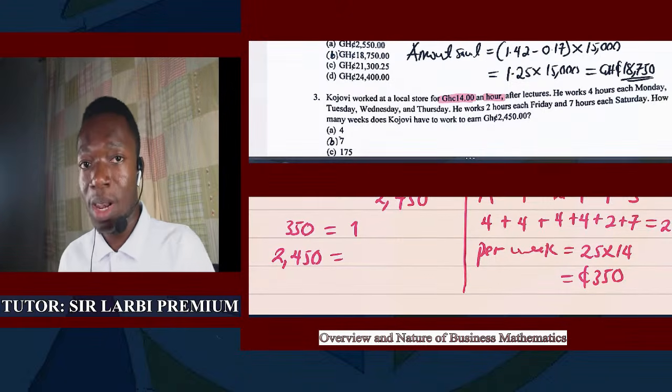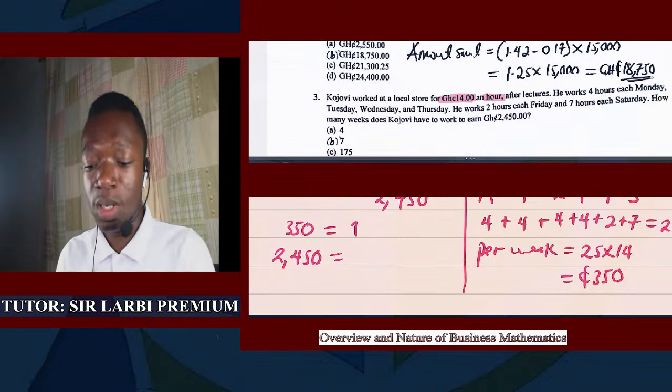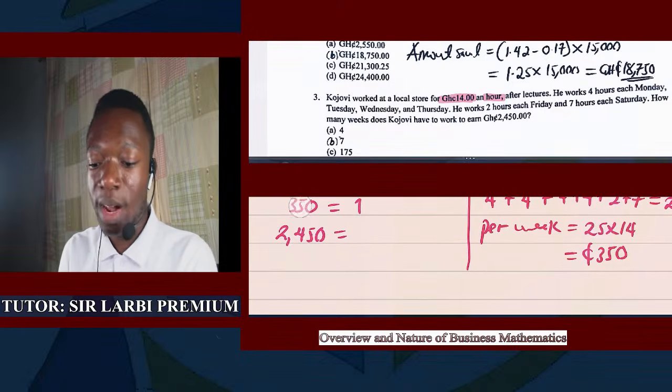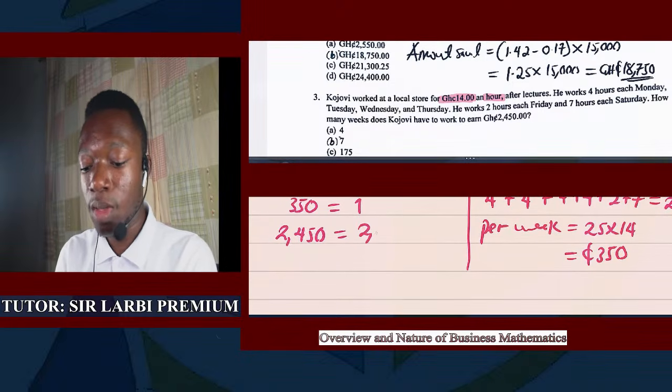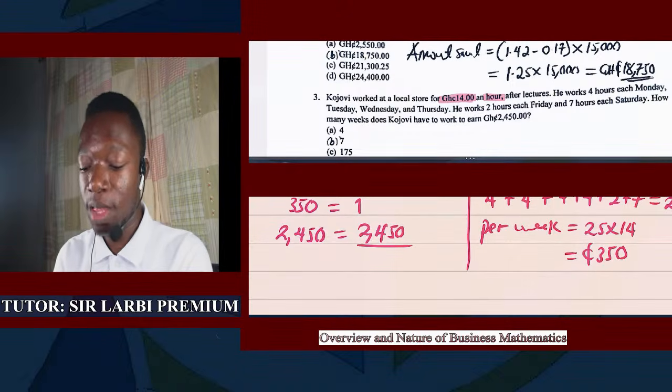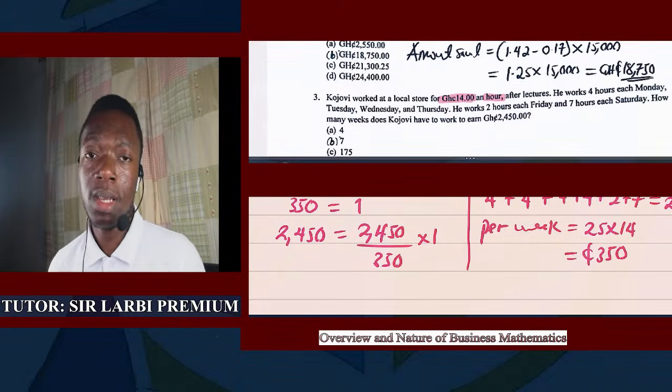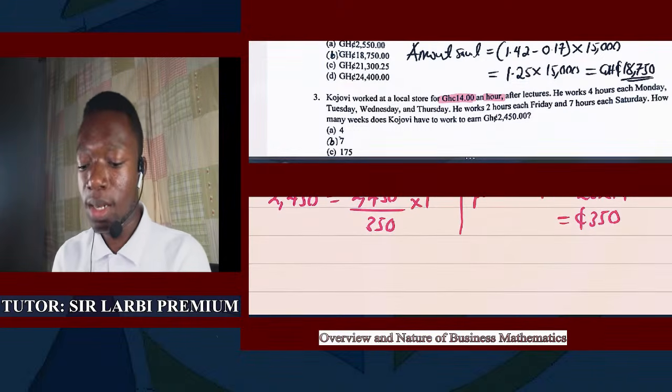Proportion: if more, less divide; if less, more divide. So it is more, right? So less is going to be divided. So that's going to give us 2,450 divided by 350, and then multiply by 1. Isn't it? Yeah. So what are we getting at the end of the day?